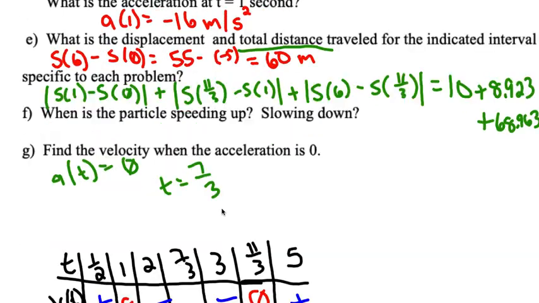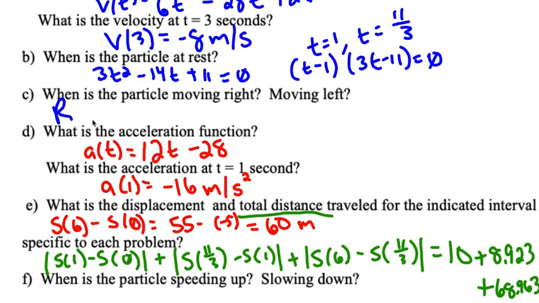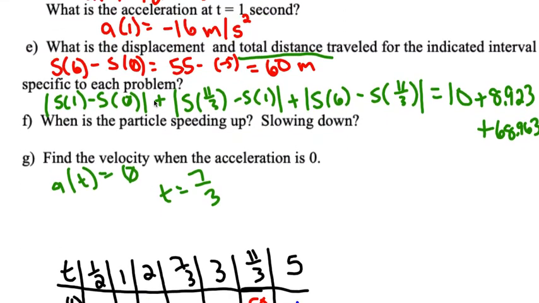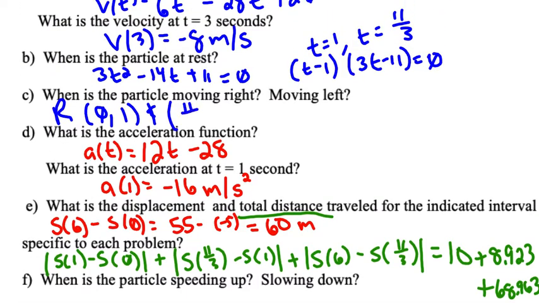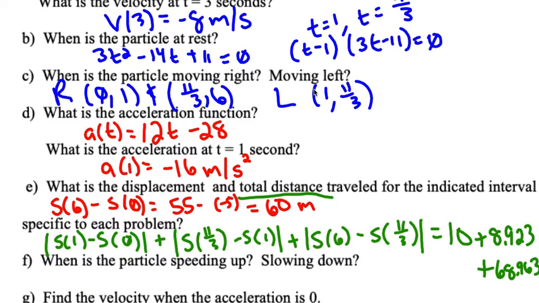When is the particle moving to the right? That's when it is positive. So it's moving to the right from 0 to 1 and 11/3 to 6. And it's moving to the left in between there, so from 1 to 11/3. Okay? So, yeah, I think that's everything there.